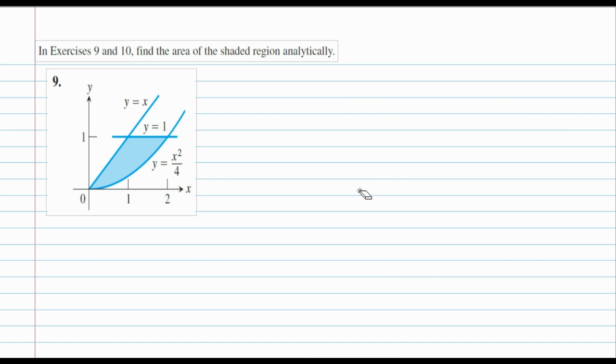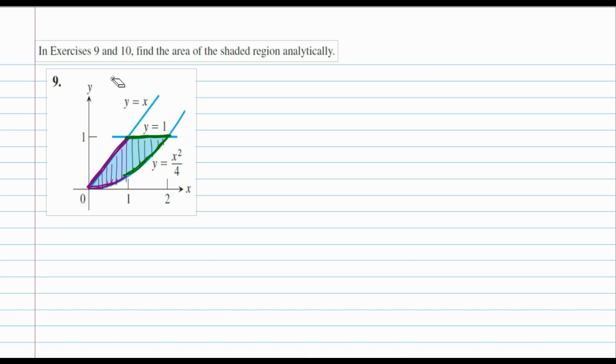It says find the area of the shaded region analytically. So we're going to do this one by hand, and if I look, I can kind of see there's 3 curves creating the boundary of this shaded region. So if I look more closely, I can see that the top curve is going to change this time. So between 0 and 1, the top curve is y equals x and the bottom is x squared over 4.